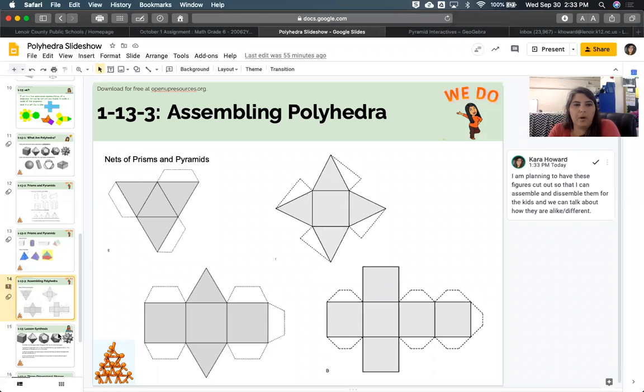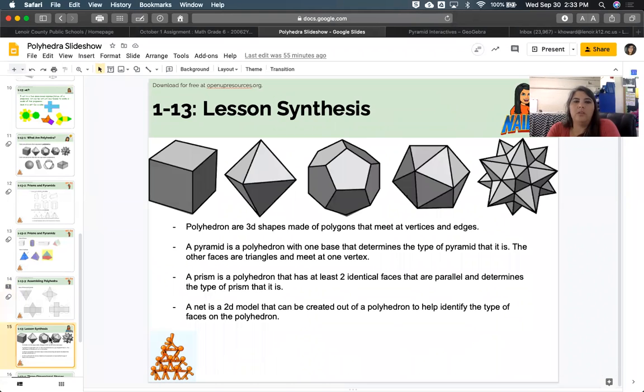Okay, so to sum up our lesson for today, polyhedra are 3D shapes made of polygons that meet at vertices and edges. A pyramid is a polyhedron with one base that determines the type of pyramid that it is. The other faces are triangles and meet at one vertex. A prism is a polyhedron that has at least two identical faces that are parallel and determines the type of prism that it is. A net is a 2D model that can be created out of a polyhedron to help identify the type of faces on the polyhedron.